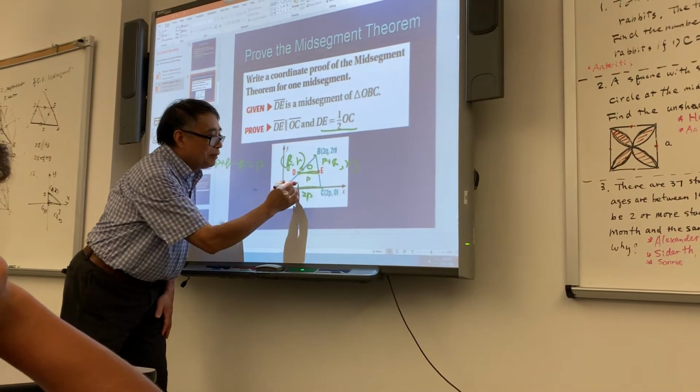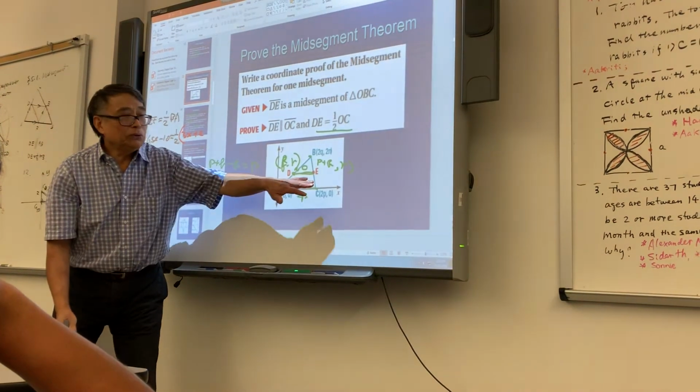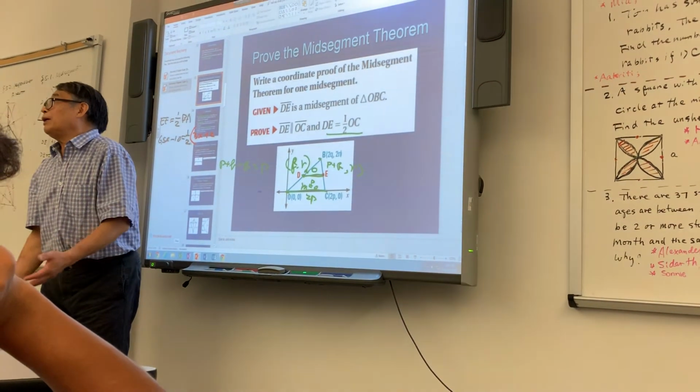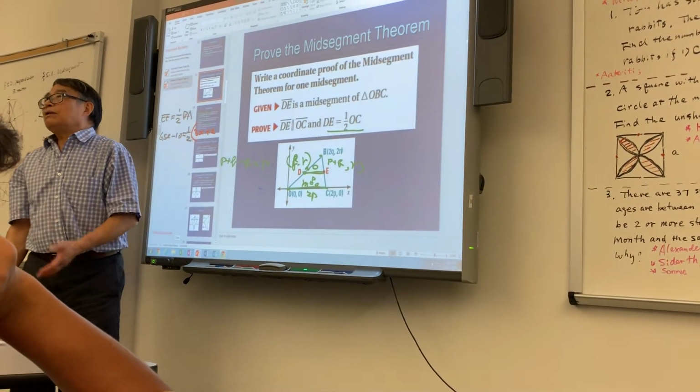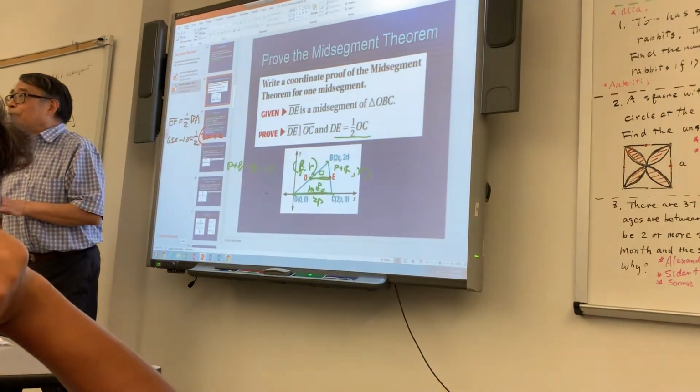0 minus 0 over something. The slope also equals 0. Two slopes are the same. They are parallel. So after I go over, do you understand me or no?